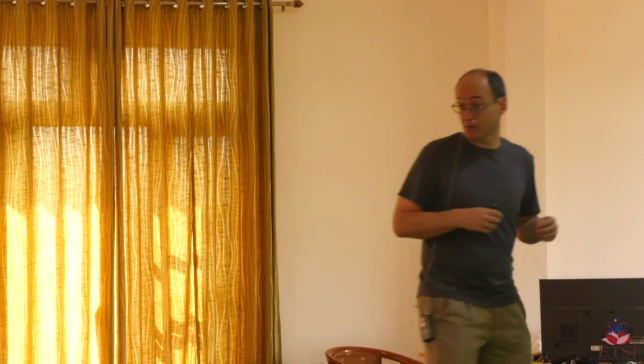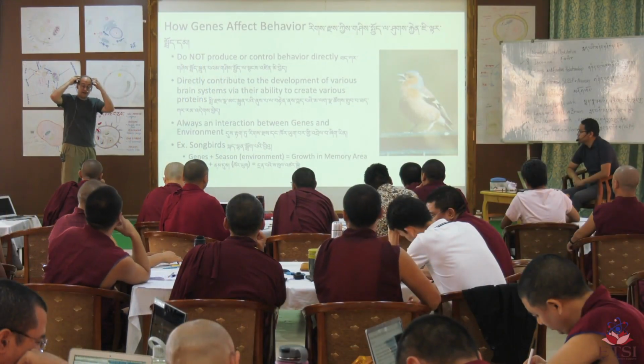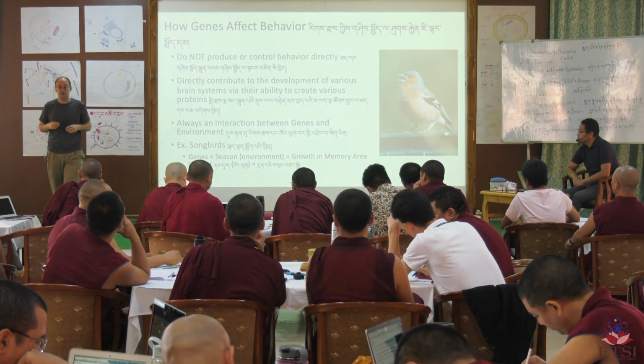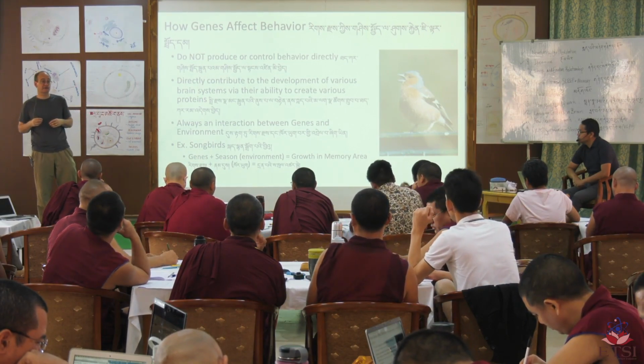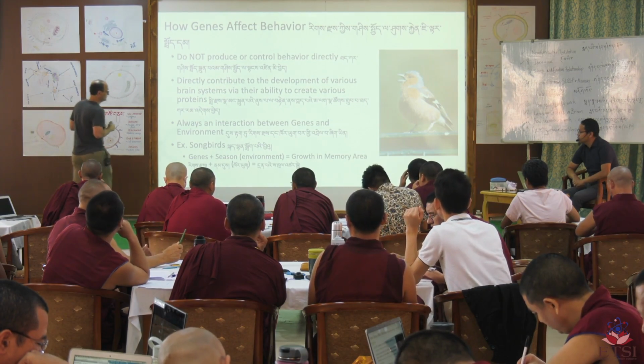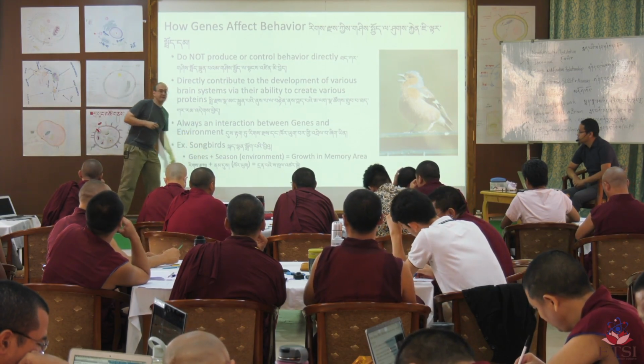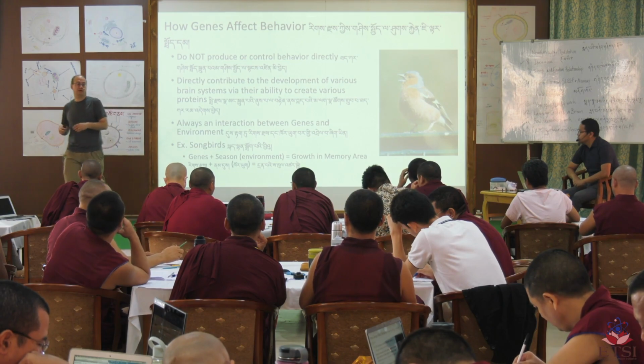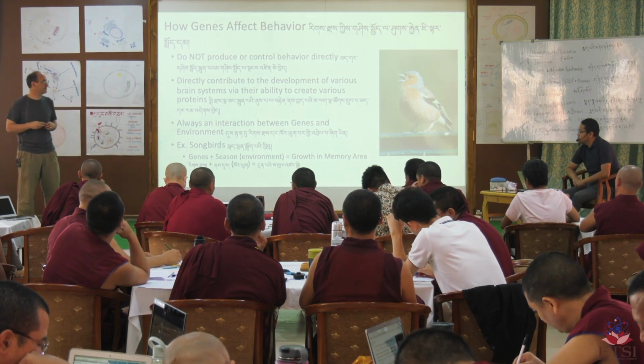For instance, in songbirds, they have an area of the brain that's involved in producing the song that they sing. But that happens at a certain environmental time point, in a certain season.